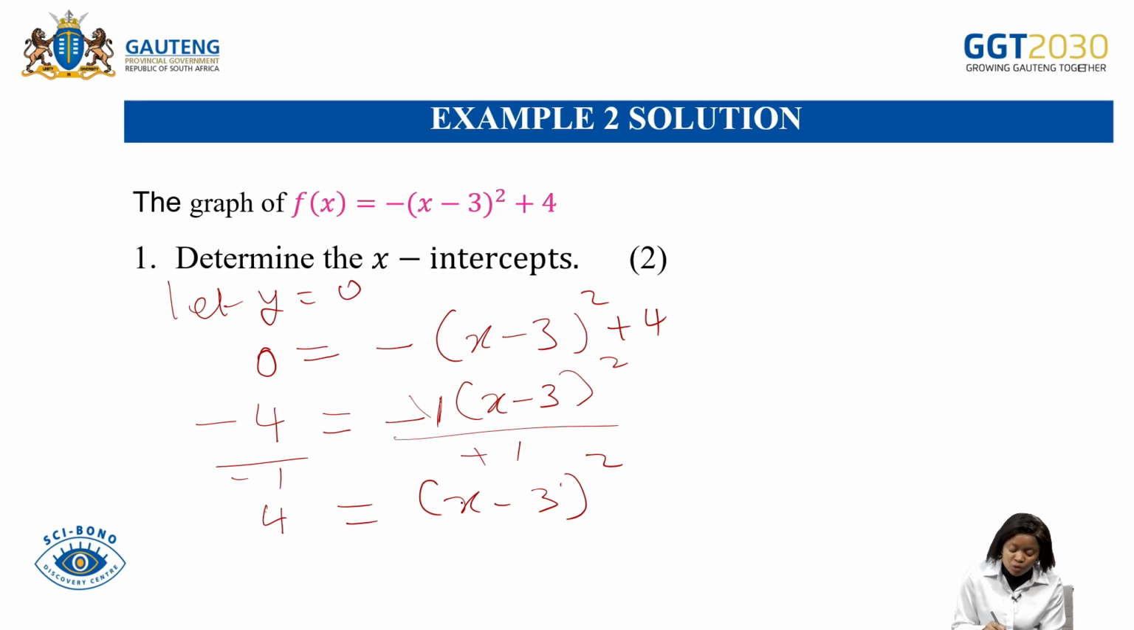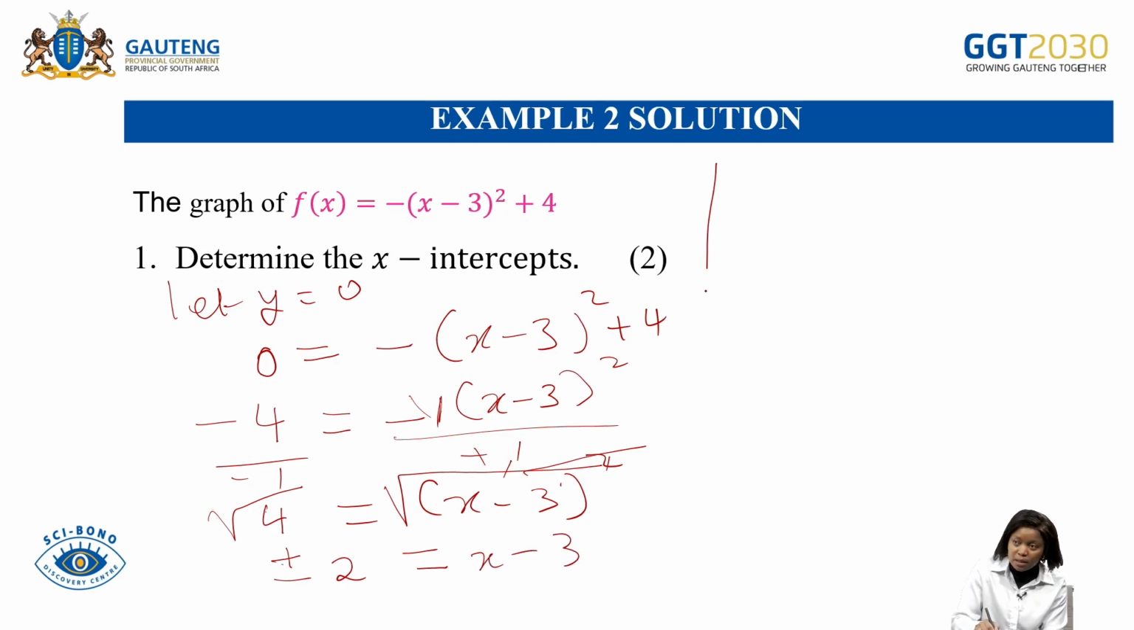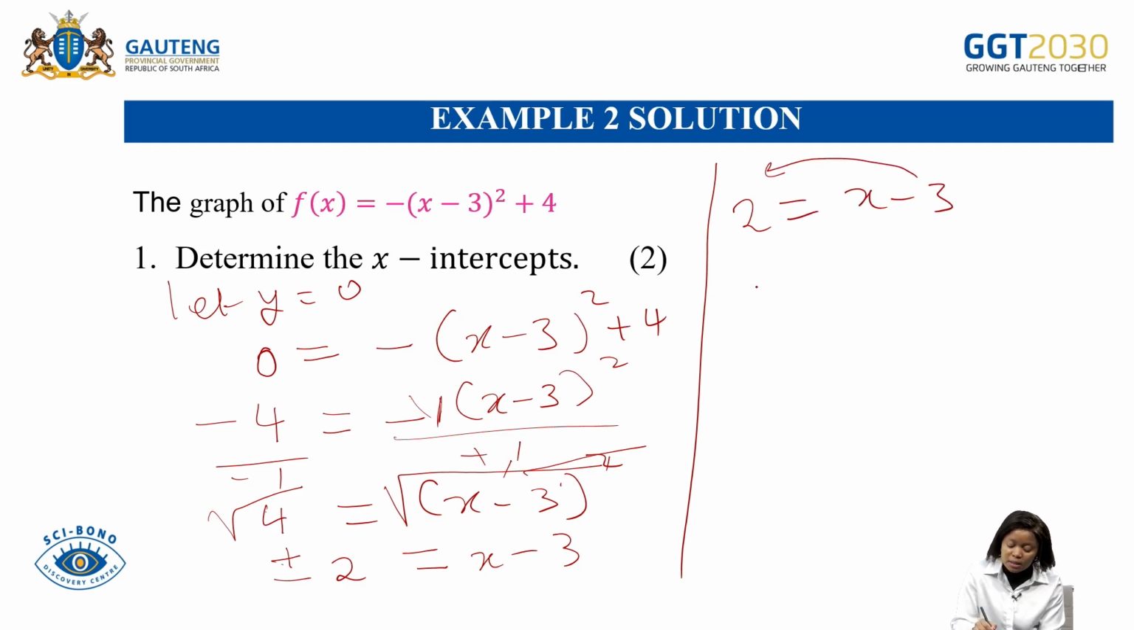So since I want to be left with x, I need to get rid of that exponent, which is 2. So I'll put a square root of 4, and also, sorry, put the square root of the whole thing. Then the square root of 4 is going to give me plus or minus 2. Then I will have it equal to, the square root cancels that squared, then I'll be left with x minus 3. Okay, so I will have +2 equal to x minus 3. I take the -3 to this side, so I'll have 2 plus 3 equal to x. And then my x is equal to 5.